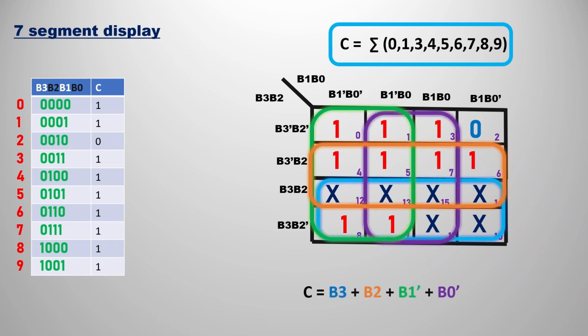Directly jump over. The last, the blue group, can be marked directly because we can make a group of 8 elements. The next group of 8 elements is green. The next group of 8 elements is purple. The next group of 8 elements is the orange one. All are very big groups, so we can get the minimal expression, that is the C expression that you can see down over there.